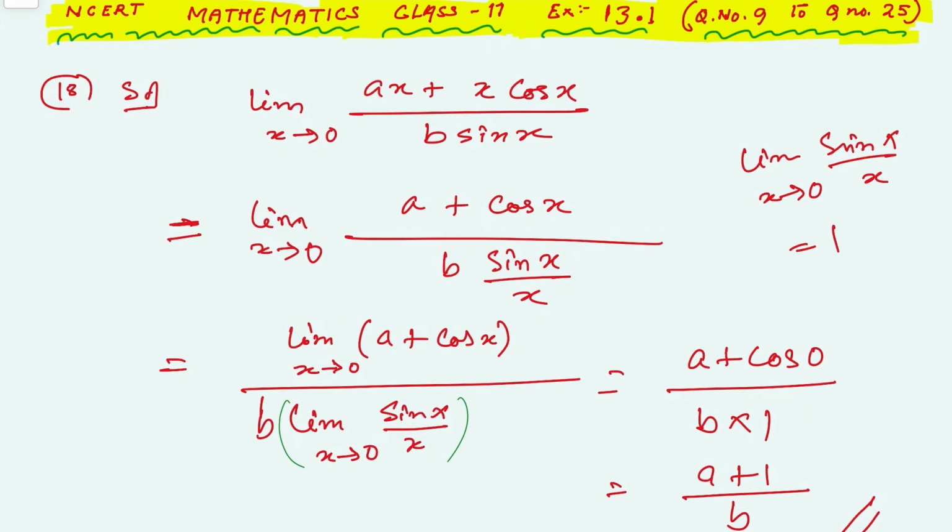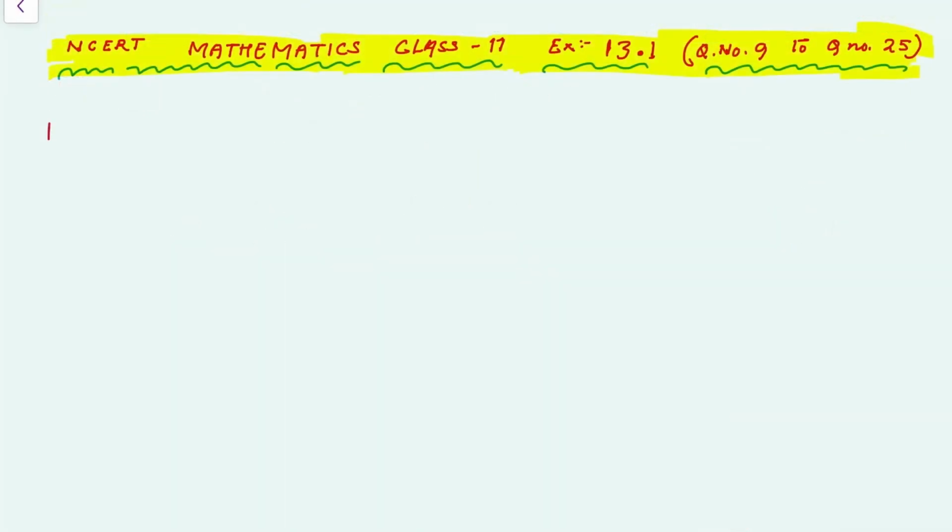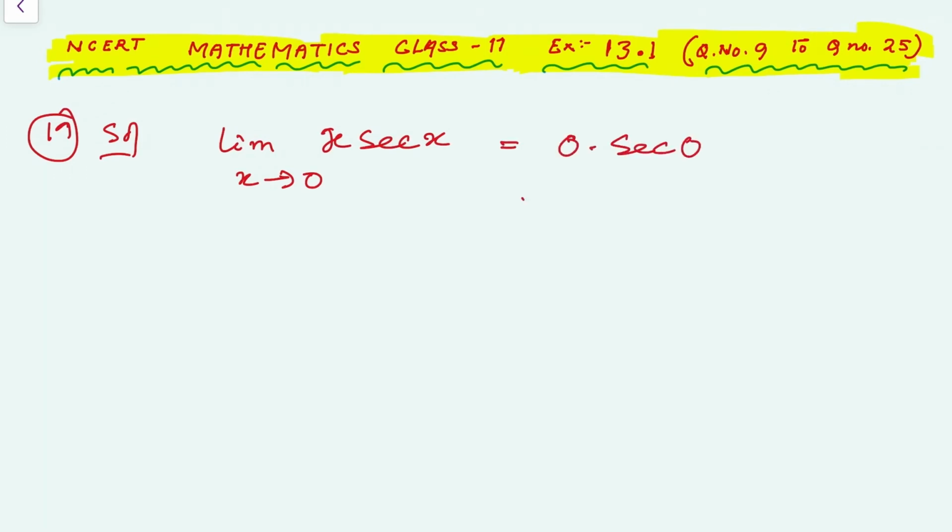So now question number 19. Okay, now let us solve question number 19. That is limit of x sec x, x tends to 0. So here you can put directly 0. Okay, 0 into sec 0, sec 0 is 1, 0 into 1 is 0. Okay, so that's our answer, it's very simple. So now let us solve question number 20.